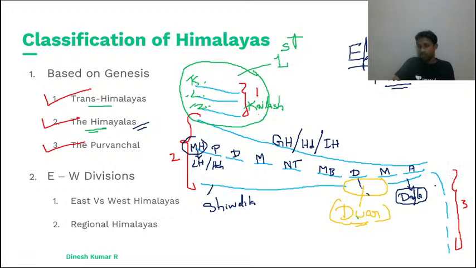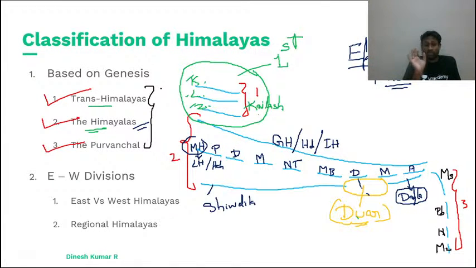When you see the atlas, you will see there is something known as Mishmi range, there is something known as Patkai Bum, there is something known as Naga hills, there is something known as Mizo hills. So these are some of the parts of my Purvanchal ranges from north to south. So this is how you will be studying the Himalayan mountains, the entire Himalayas from its north to south, or I can say basically it is my classification based on its origin.